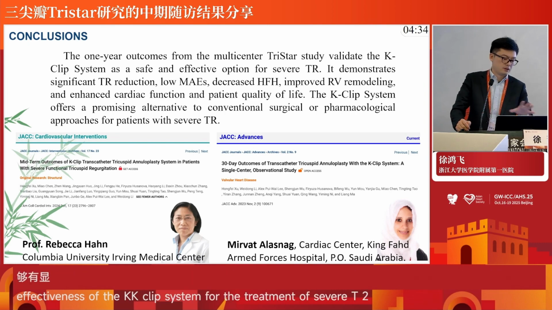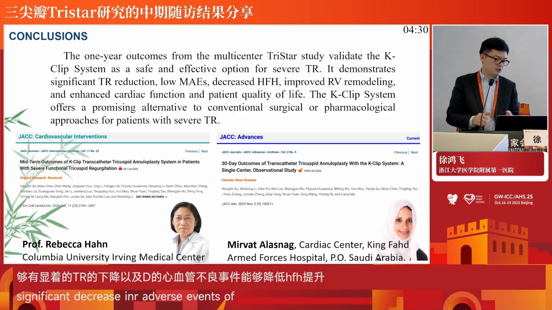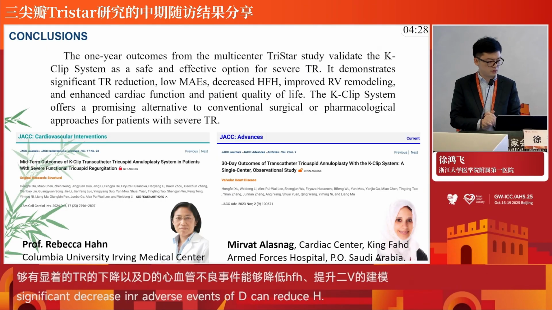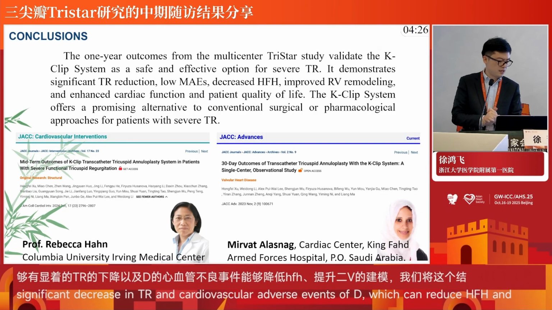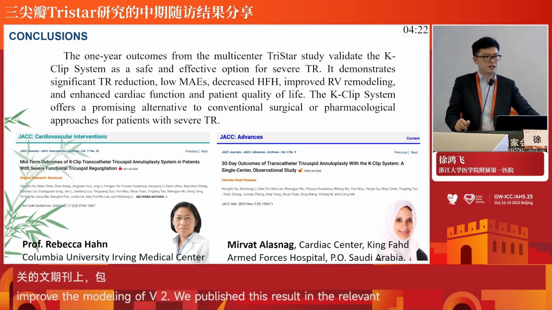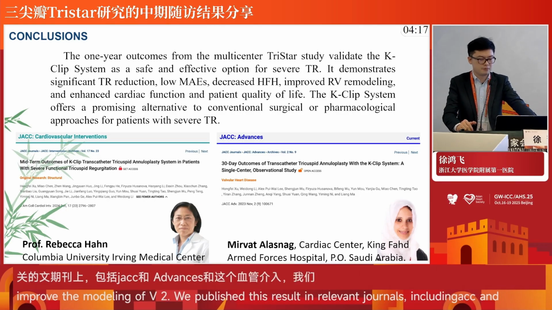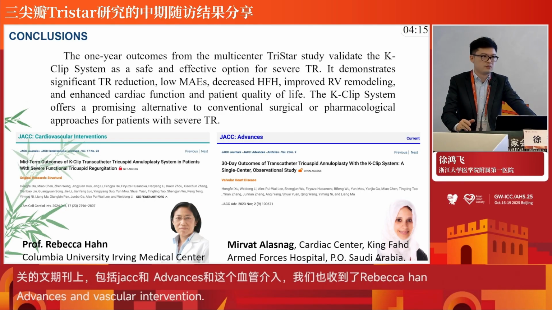The short-term and mid-term results were published in JACC Asia and JACC Cardiovascular Interventions. And it was lucky that the robotic hand and the MyVal team gave us comments for the K-clip, as they believe it was a potential device to treat severe TR.